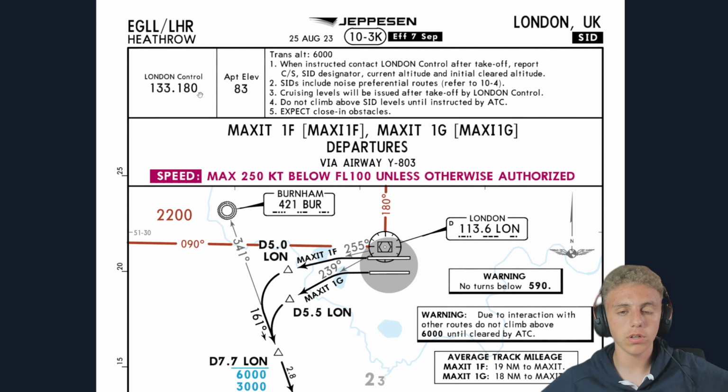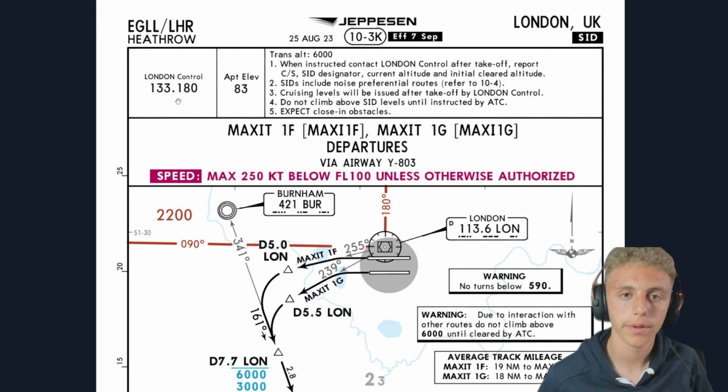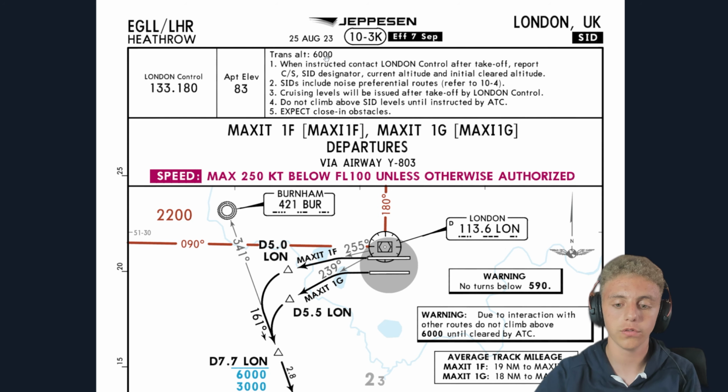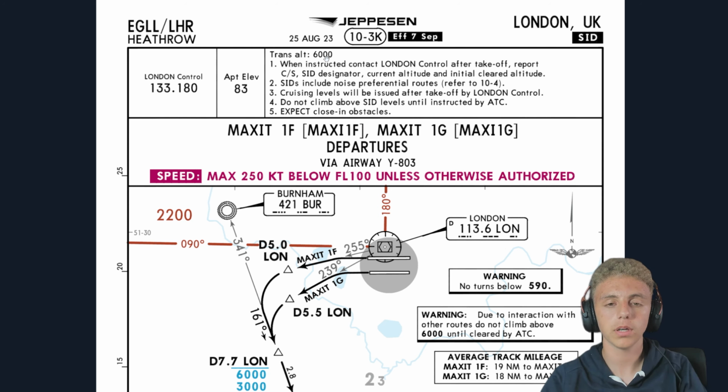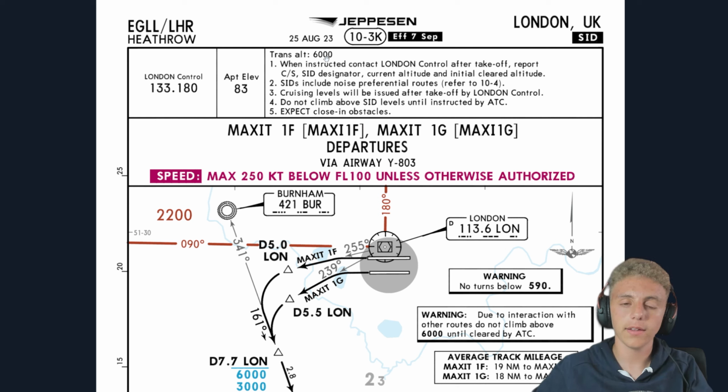Airport elevation is 83 feet, and London Control is 123.180, the frequency of London Control. Your transition altitude is 6,000 feet. This is where you will transition from your local air pressure, your local QNH, to the standard 1013.25 hectopascals. And here you have some instructions.